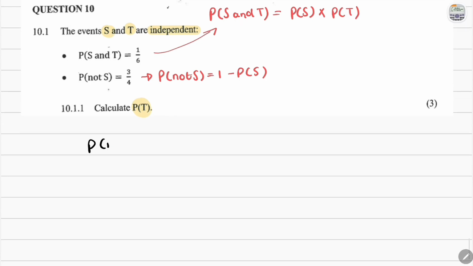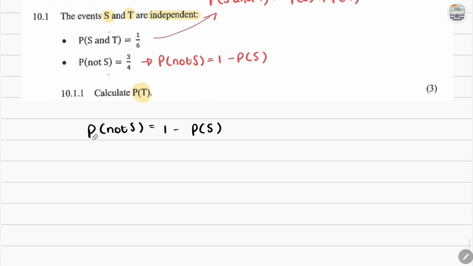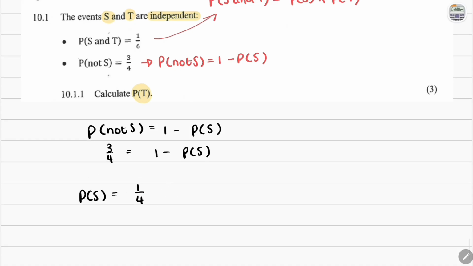So the probability of not S is equal to 1 minus the probability of S. So the probability of not S, that value is 3 over 4. And this is equal to 1 minus the probability of S. And you see now that you can make this the subject. It's currently negative, just transpose it to make it positive. So the probability of S is equal to 1 minus 3 over 4, which is 1 over 4. And great, we have this. And then we can use this here.